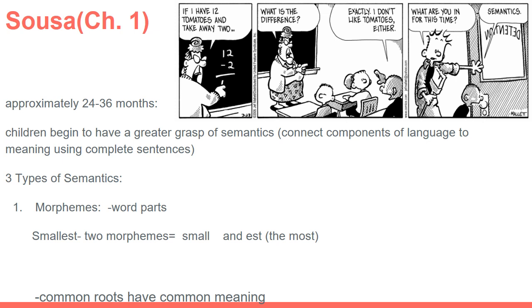Also, they start understanding other types of morphemes. So in English, we also have morphemes that denote the comparisons. So when you add an ER to an adjective, normally that makes it comparatively more. So if I say, let's say the word strong, if I add ER, then stronger means more strong. And then if I add an EST for strongest, it means the most strong out of all of them. So children start to develop that understanding of semantics too.